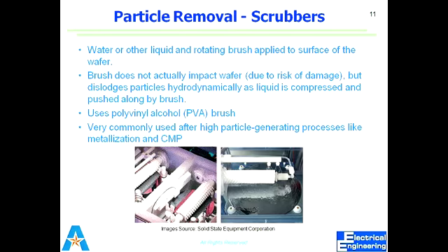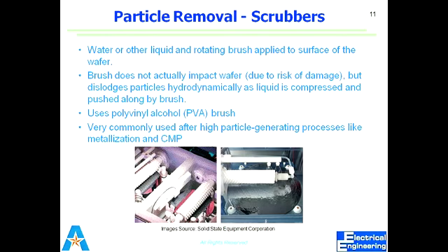Okay, after the megasonic process, there is one other process named the scrubber. In this case, water or any other liquid is supplied to the wafer surface, and there are brushes made of PVA, that is polyvinyl alcohol. The PVA brushes are used to push the water or the other liquid along the surface of the wafer.